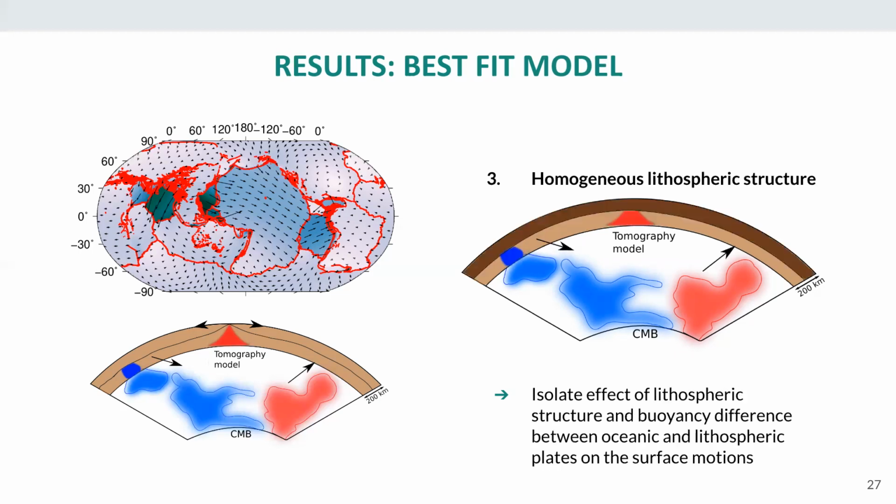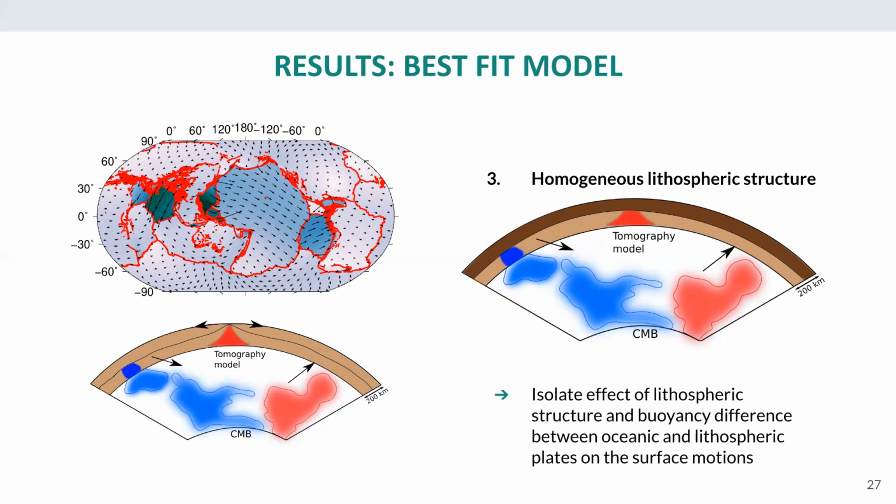And lastly, we take another model which has a homogeneous lithospheric structure. So it does not have lithospheric heterogeneity, but instead has one density and one viscosity for the lithosphere everywhere. Additionally, it has slab pull in the top 200 kilometers, and also diffused tomography in the lowermost mantle, or below 200 kilometers. What this model does is isolate the effect of lithospheric structure and also the buoyancy difference between oceanic and continental plates. Because now the lithosphere is one density only, the continental lithosphere is the same density as oceanic lithosphere.